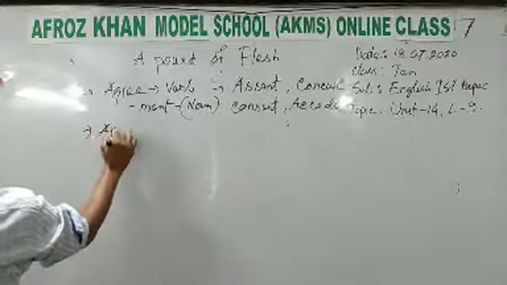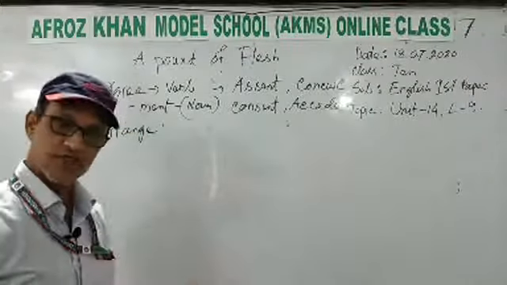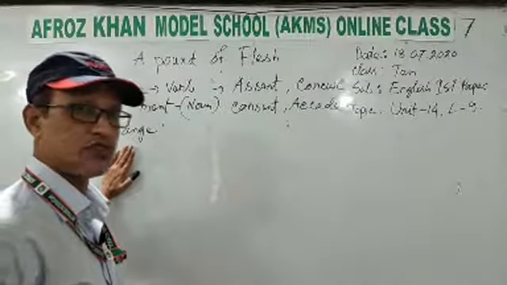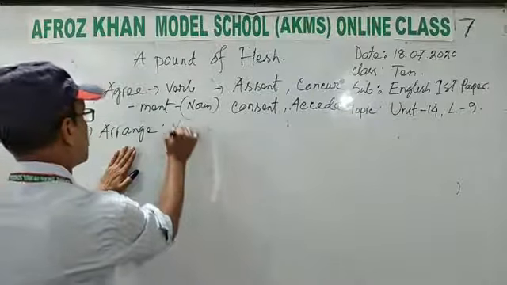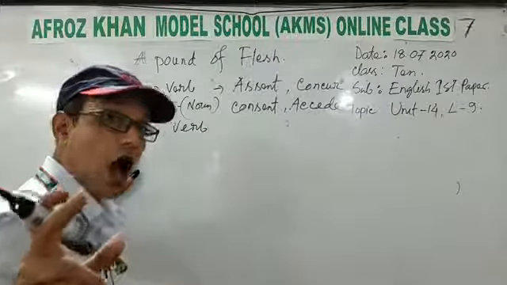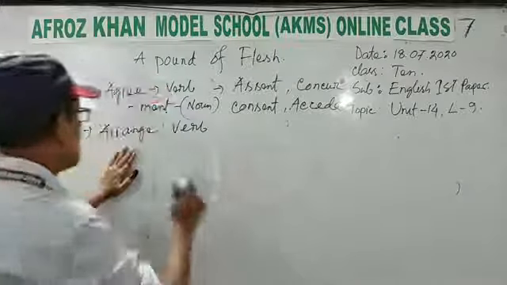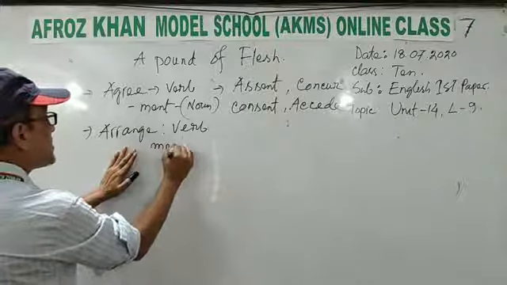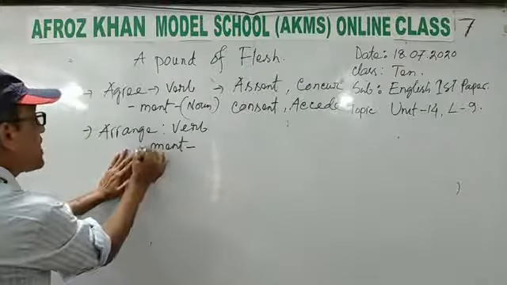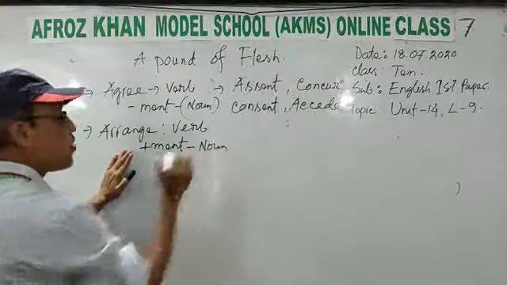All of you know the meaning of arrange also. Arrange. What is the parts of speech of arrange? Verb. It is a verb. And how can you make it a noun? You will add ment, arrangement. If you add ment, then it will be a noun.